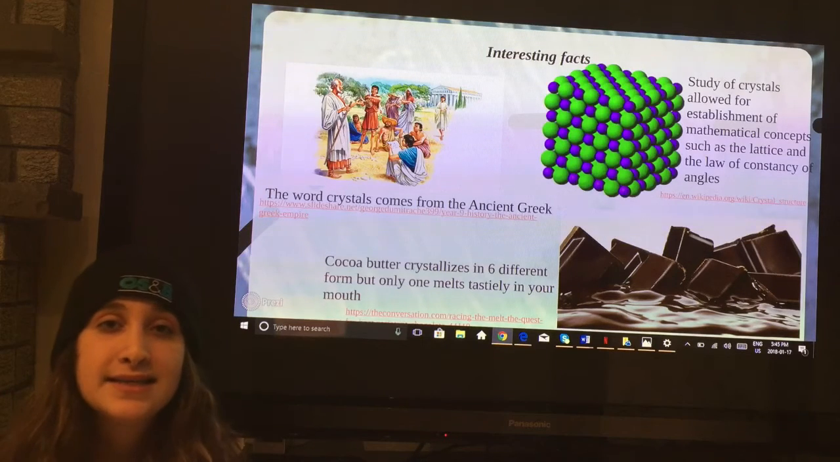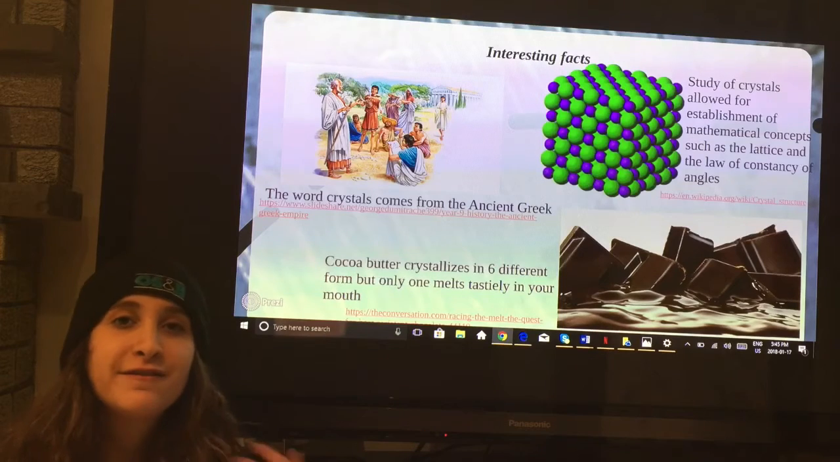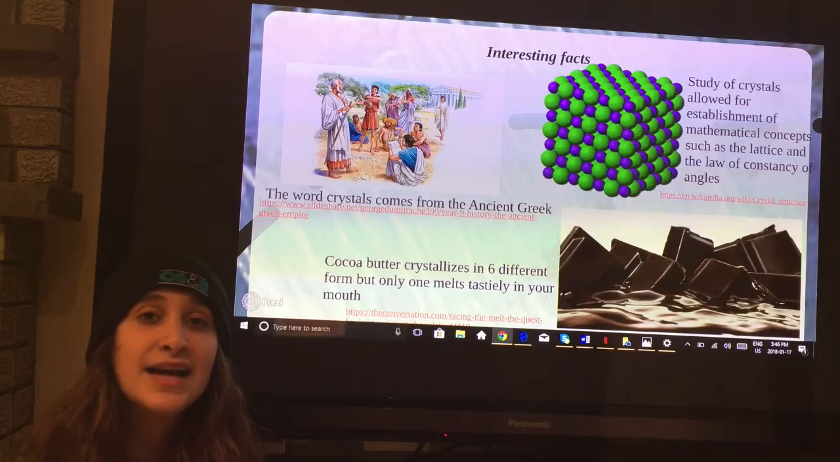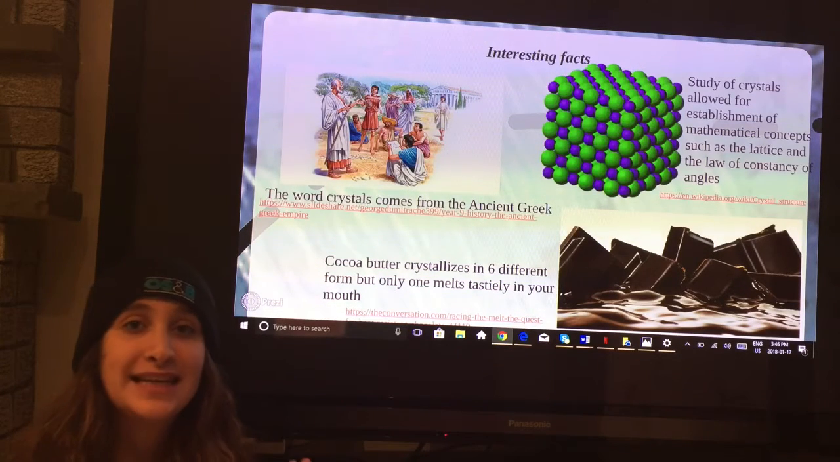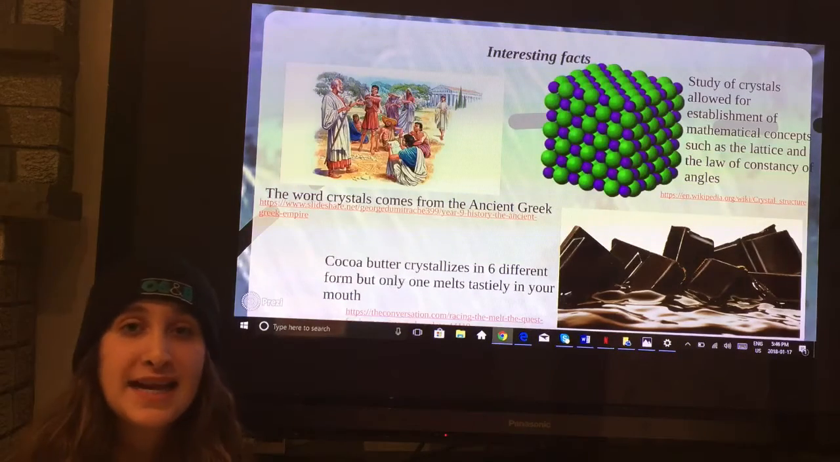As well, a lot of crystallography in the past centuries has helped develop very important mathematical concepts, such as Niels Stenson, who discovered the law of constancy of angles for the faces of different crystal specimens of the same species. As well, the mathematical concept of repetition that occurs in lattice structures, which is very important when studying ionic bonding in chemistry.